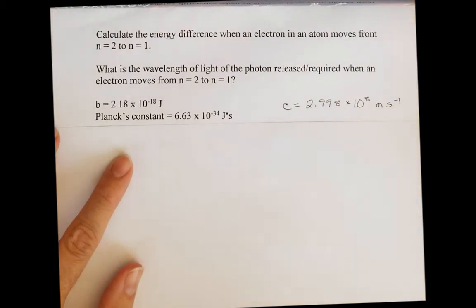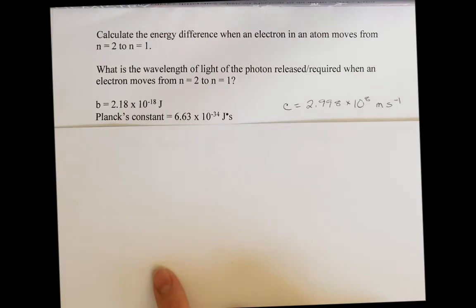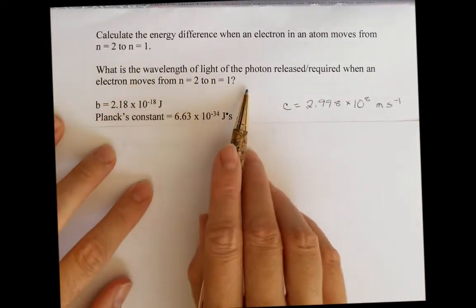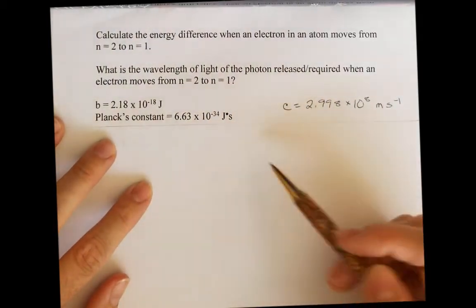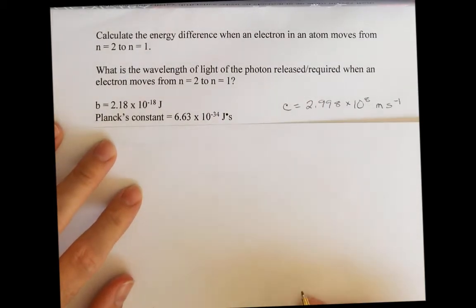So these are common types of questions that we often ask. They will either ask you for the energy difference when an electron in an atom moves, or the wavelength of light of a photon released or required. These are going to require similar equations, but they do look a bit different.